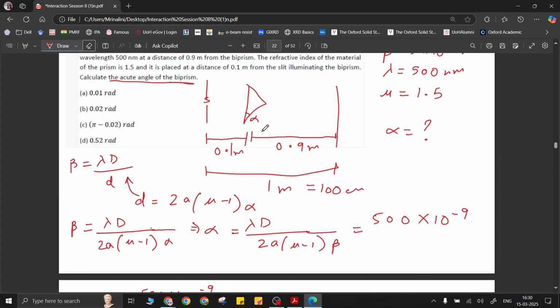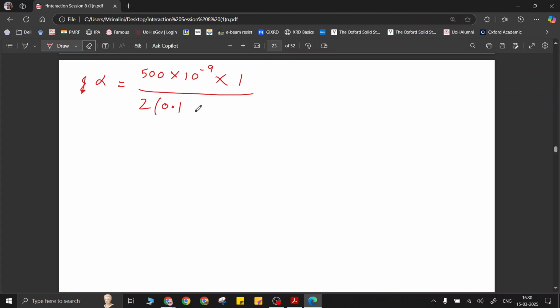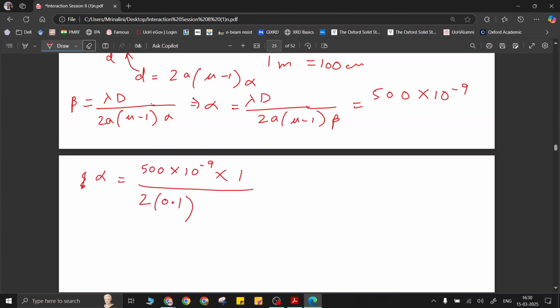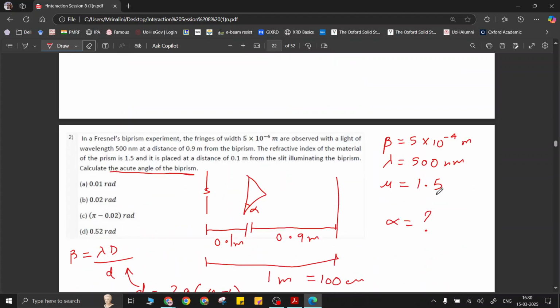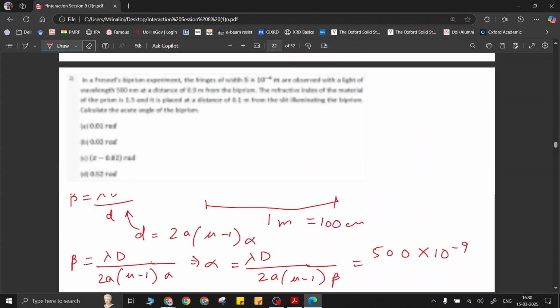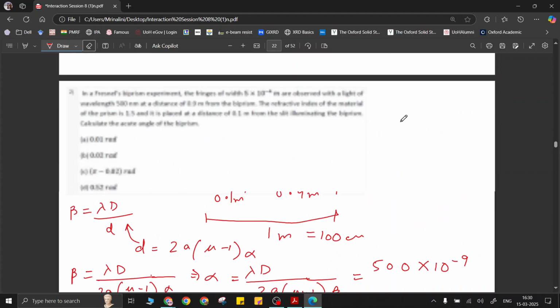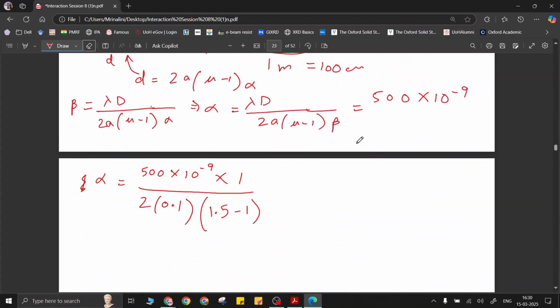A is the distance between the source and the biprism. So this will be 0.1, and mu has been given to be 1.5. So 1.5 minus 1 times beta. Beta we have been given to be 5 times 10 to the power minus 4 meters. So everything is in meters.